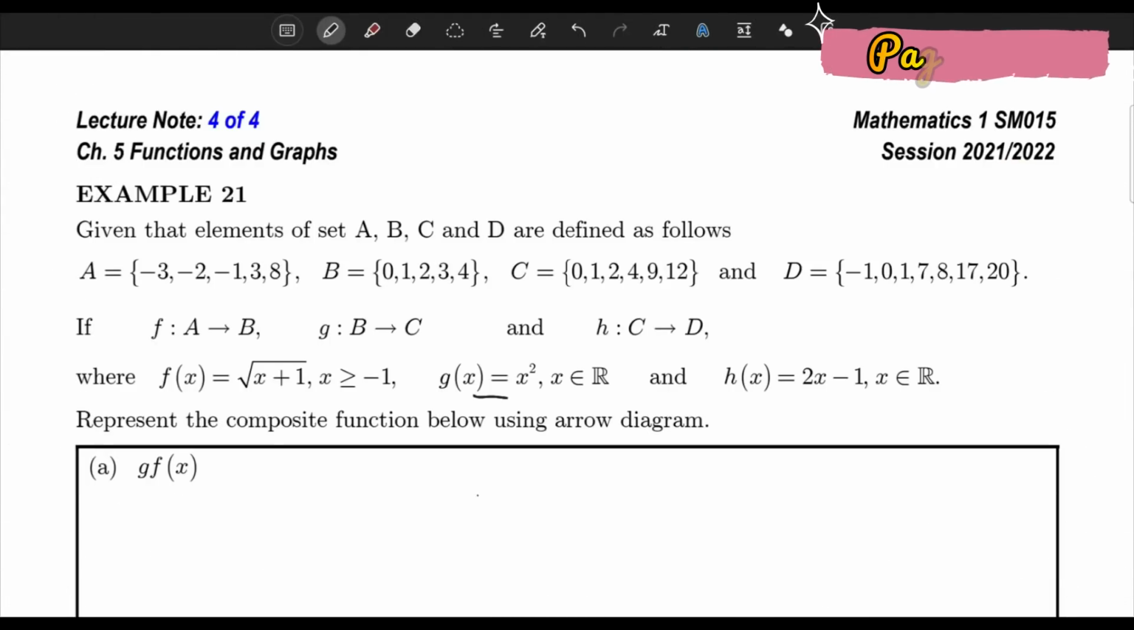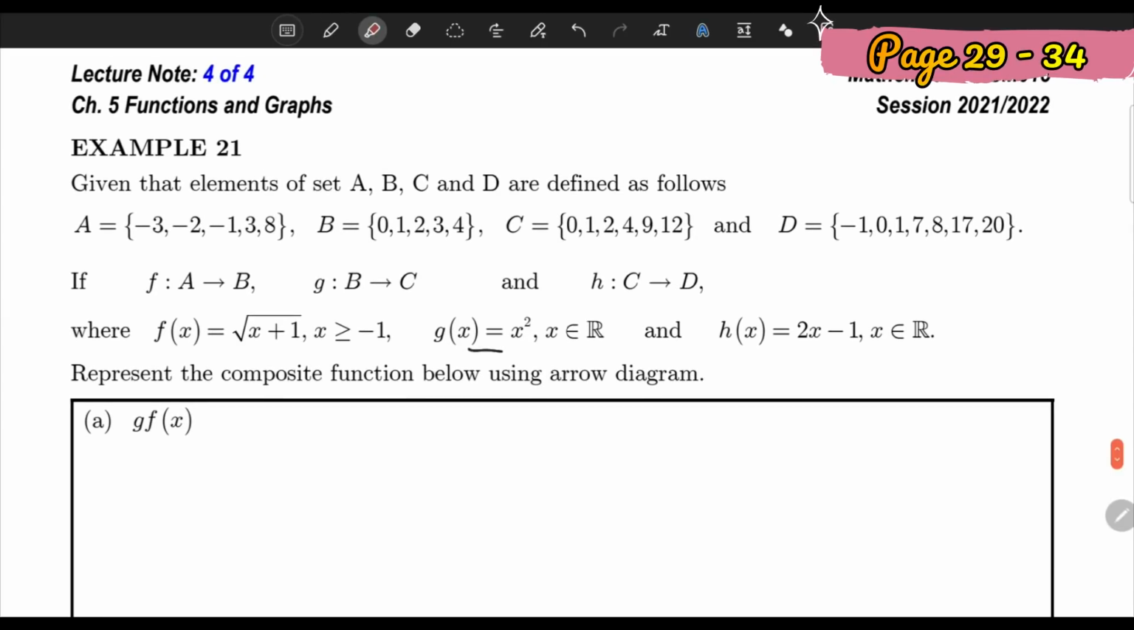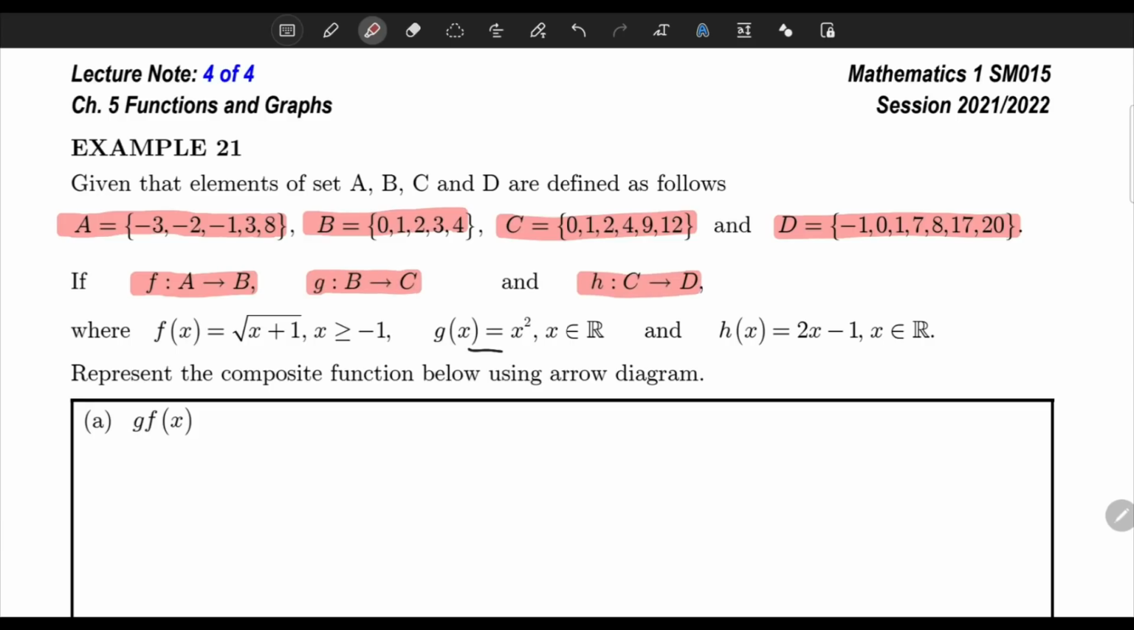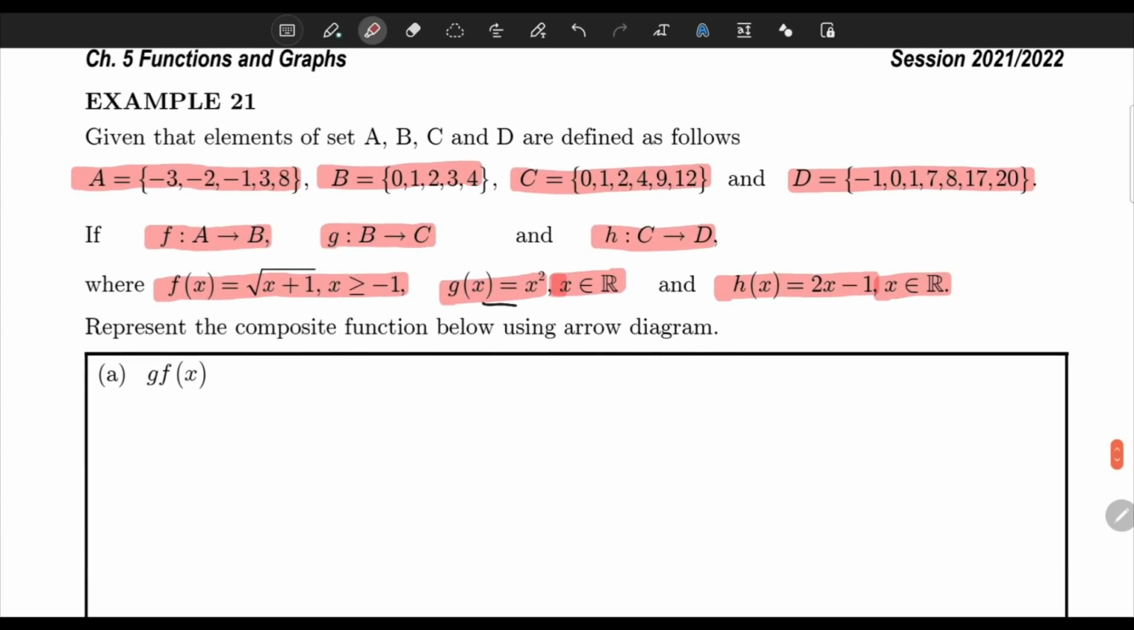Let's look at example 21. Given that the elements of sets A, B, C, and D are defined as follows. This is set A, set B, set C, and D. F is from A to B, g from B to C, and h from C to D, where the function f(x) is given as square root of x plus 1, g(x) is x squared, and h(x) is 2x minus 1, where x is an element of real numbers. Represent the composite function below using an arrow diagram.